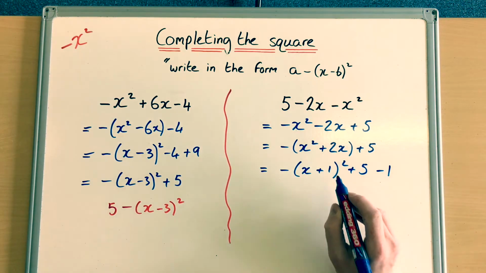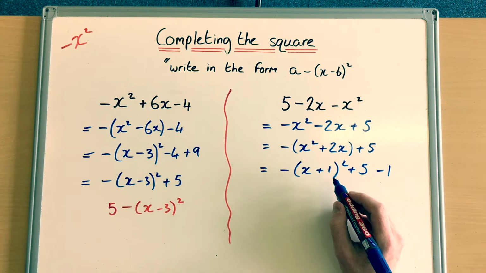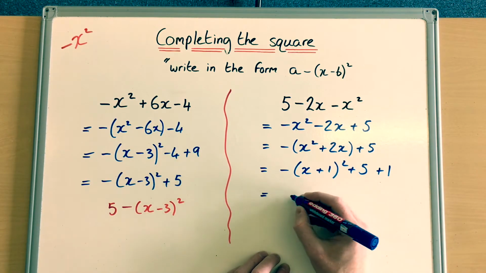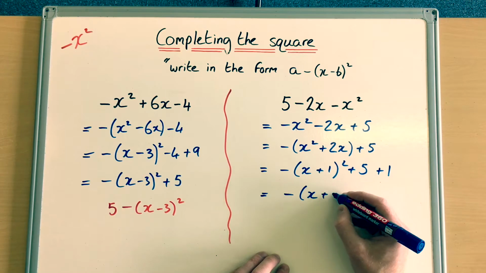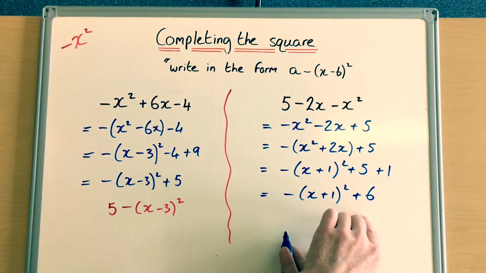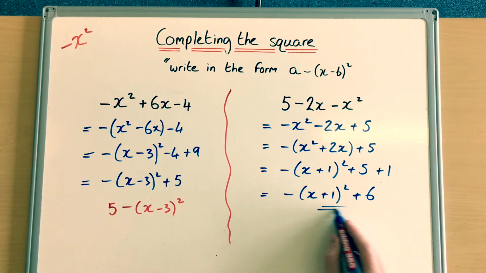Okay, so where did that 1 come from? Well, 1 squared is 1. But what should I be doing? It's a minus in front, so I should be adding that 1. So that gives me an answer of minus x plus 1 squared plus 6. And again, I could choose to write it in that way, or I could just leave it as this way.